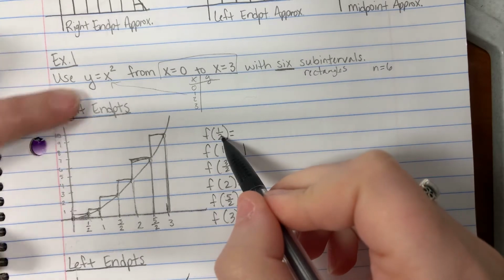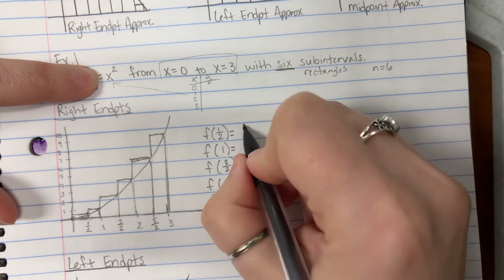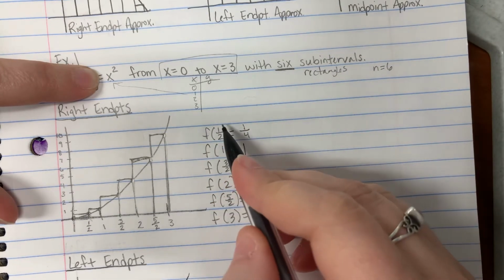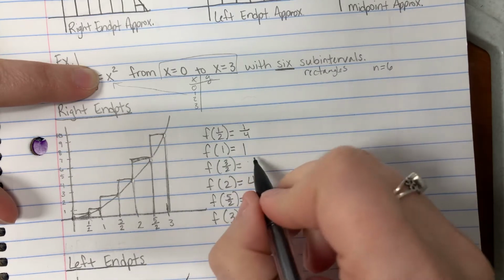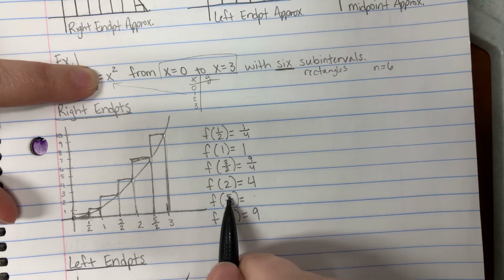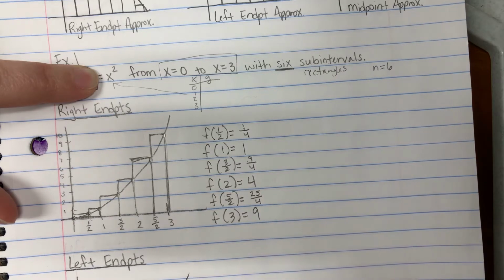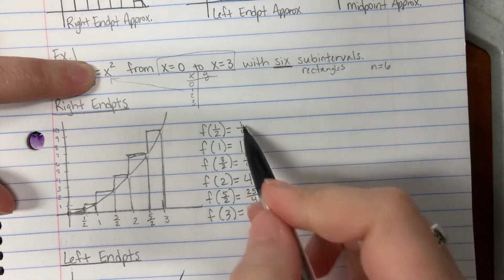So f of 1/2, remember I'm squaring it, x squared. So 1/2 squared was 1/4 because you square the top and square the bottom. So 1 squared is 1, 2 squared is 4. This one, 3 squared is 9, 2 squared is 4. This one, 5 squared is 25, 2 squared is 4. Okay, so those are all my f values.